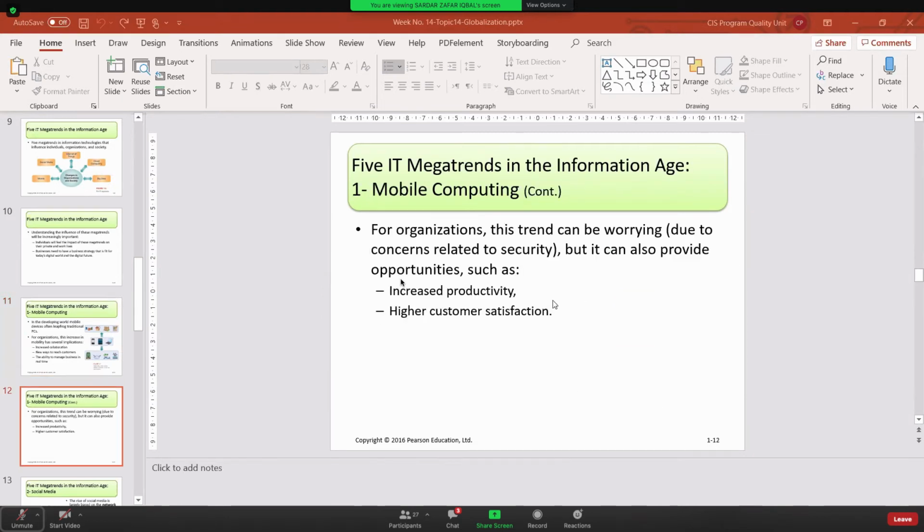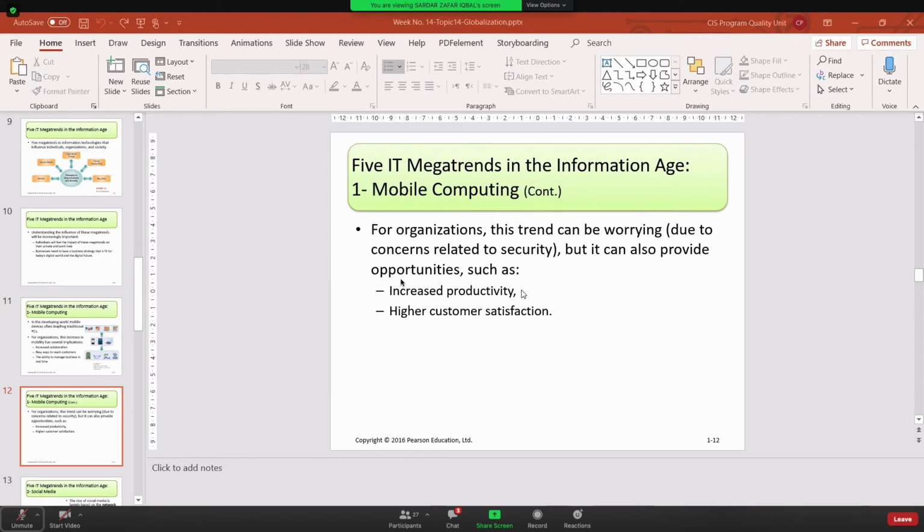Okay. For organization, this trend can be worrying due to concern related to security, but it can also provide opportunities such as increased productivity. Yes, your business will increase. Now, Zoom is an organization. The organization who created Zoom earned a lot of profit during this year. Their productivity has been increased. High customer satisfaction, because customers are satisfied and they're using this app.